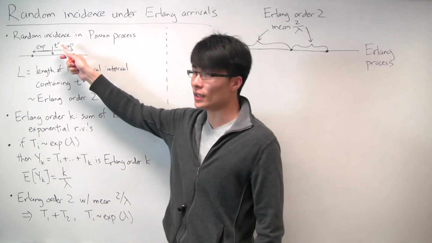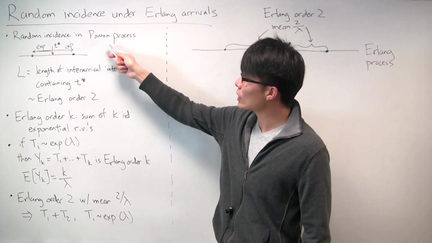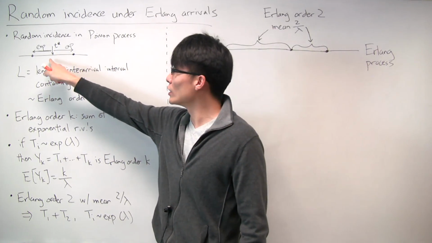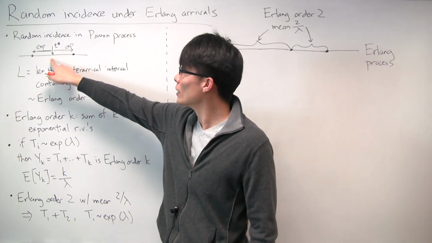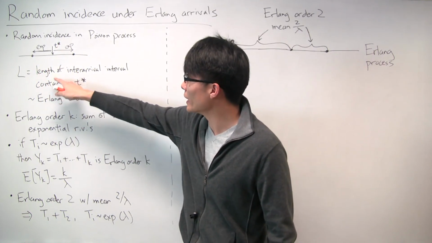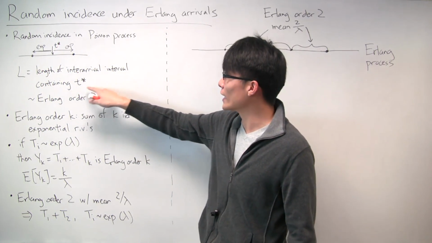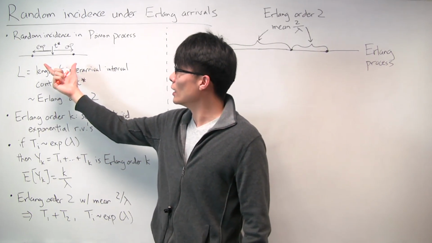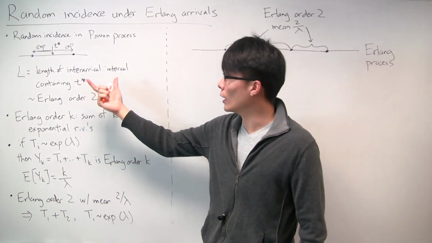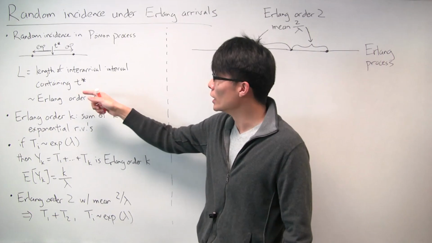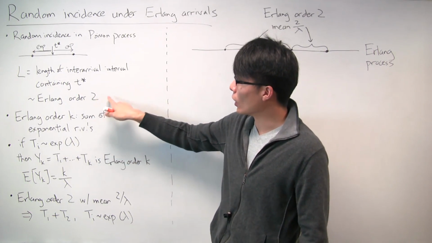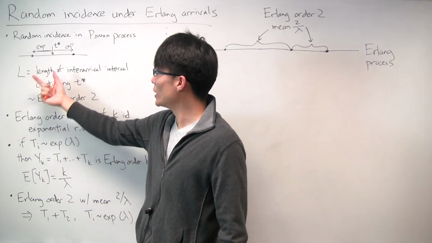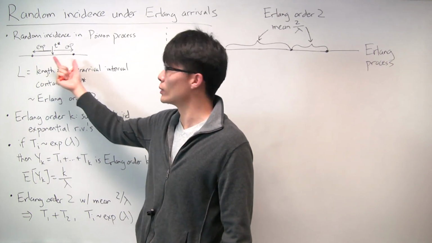And random incidents for a Poisson process refers to the somewhat surprising result that when you consider a specific time, say t star, then the length of the inter-arrival interval that contains that time t star is not distributed as a simple inter-arrival time or as an exponential random variable. It's actually distributed as an Erlang random variable of order 2. Or it's distributed as a sum of two exponential random variables.